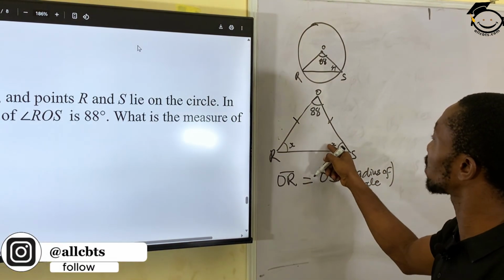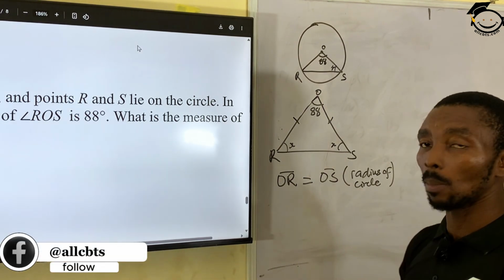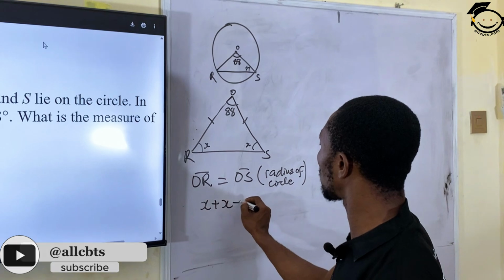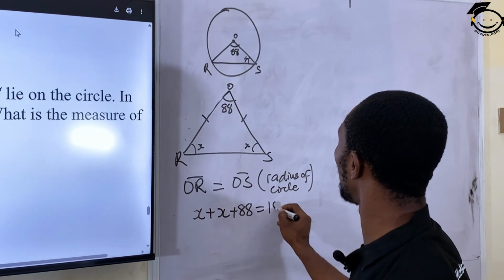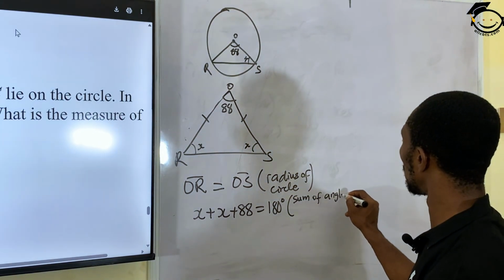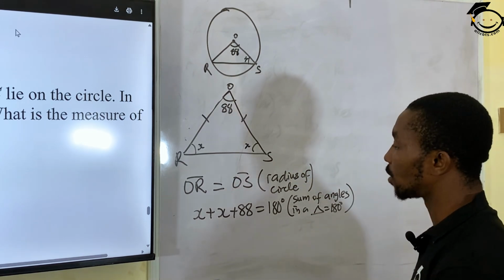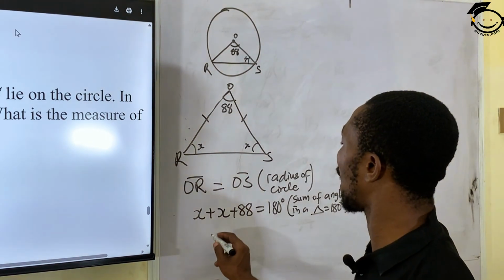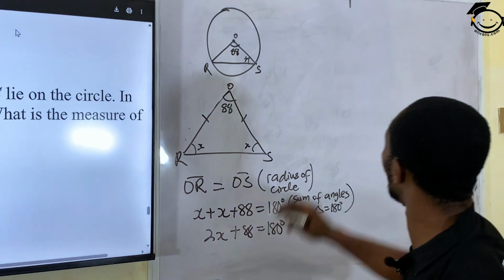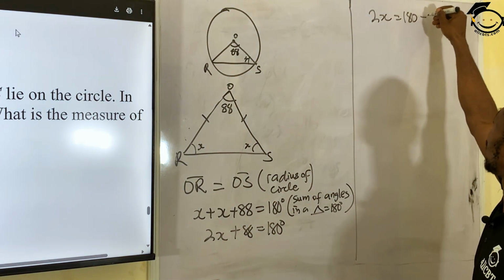this is X, this will also be X. Now, using our theorem that says that the sum of angles in a triangle equals 180, will give us X plus X plus 88 equals 180 degrees. Reason: sum of angles in a triangle equals 180 degrees. Now, knowing that we have X plus X, which gives us 2X plus 88 equals 180 degrees. Now, having that, we have 2X equals 180 minus 88.